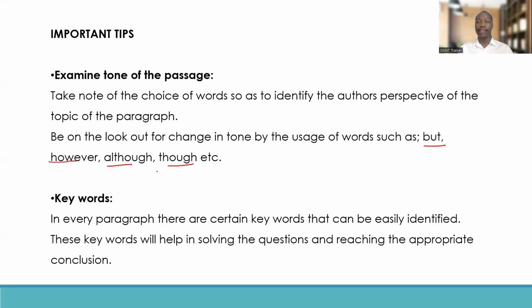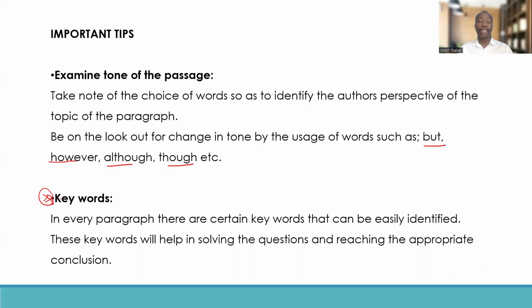But later on, you can see a shift in tone to more or less try to get you to a different line of thought, or more or less trying to convince you about something, or forward an argument, right? So again, another important tip is to look out for keywords. In every paragraph, there will be certain words that can be easily identifiable. These words will help you solve the question and reach the appropriate conclusion.